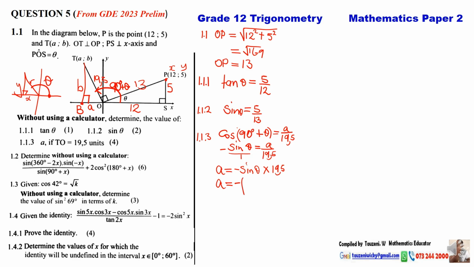Then from our previous calculation in 1.1.2, we have calculated the value of sine theta. It is equal to 5 over 13. So we can say 5 over 13 in place of sine theta. Then you multiply this by 19.5. The answer that we get from this calculation is the value of A. So A is equal to negative 7.5. That is the value of A. So in doing so, I have answered the question 1.1 using that is a diagram type question.